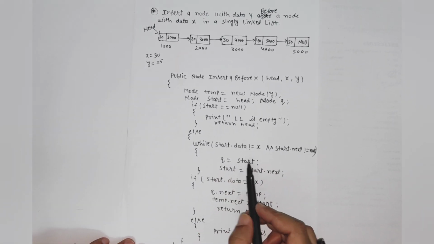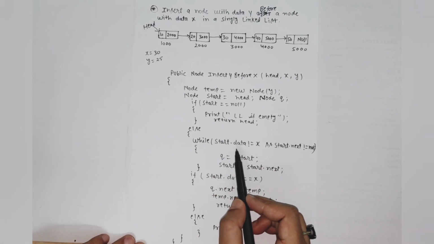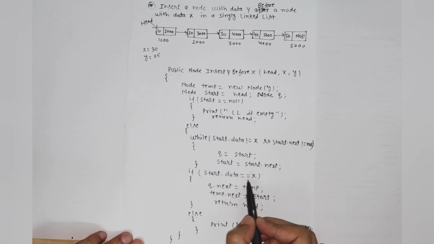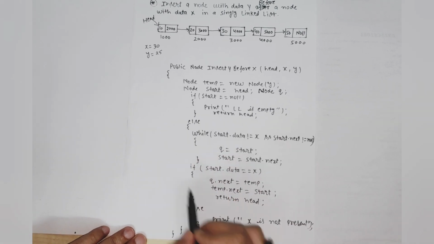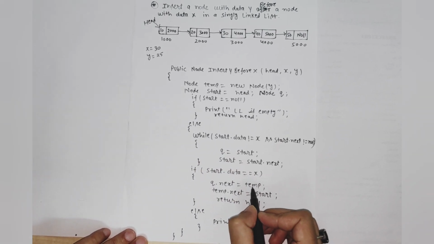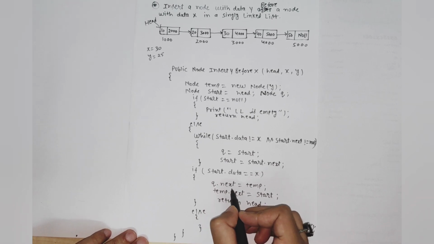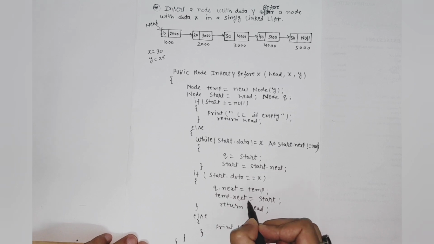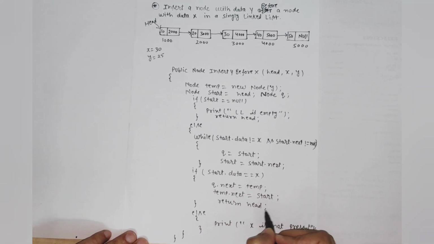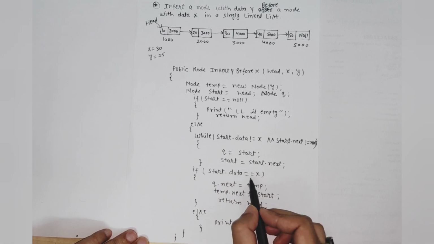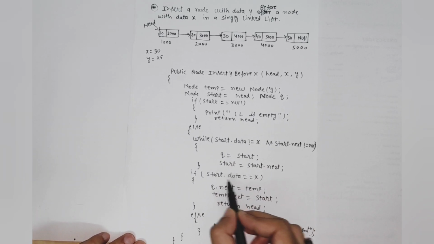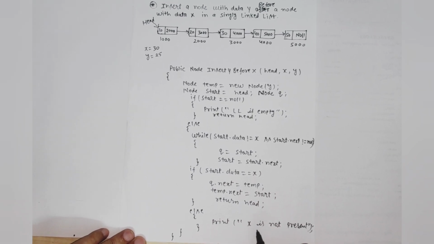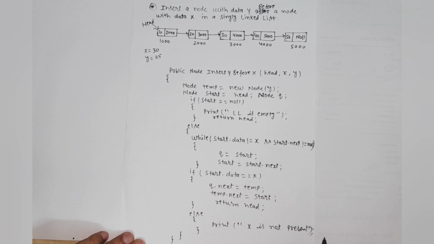Suppose we came out of this while loop. So there can be two reasons. The first one is we found our data x. So in this case we need to place our node. So we will assign the temp value to q.next and we will assign start to temp.next and we will return the head node. Suppose this condition is not satisfied. It means the data x is not present in the linked list. So we will simply print that x is not present in the linked list.